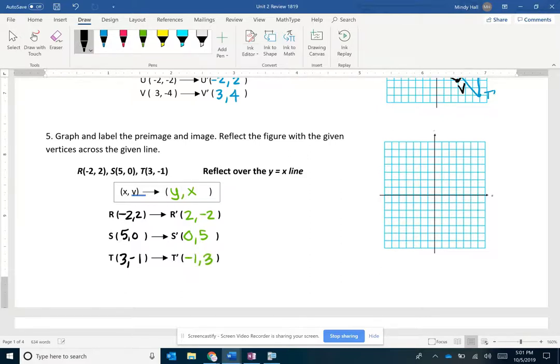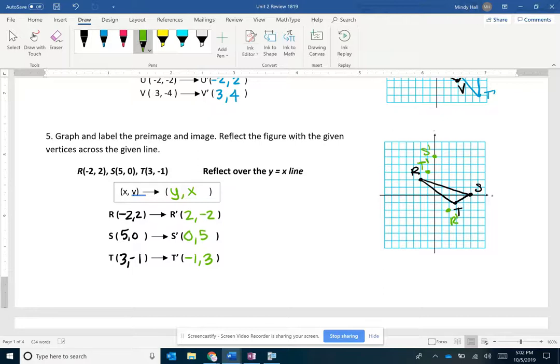So then when we plot these on a graph, we should see a reflection across that y equals x line. So S is at 5, 0, T is at 3, -1. So we have a little triangle. And then with that reflection, R prime is at 2, -2. S prime is at 0, 5, so now it's a y-intercept. And T prime is at -1, 3.